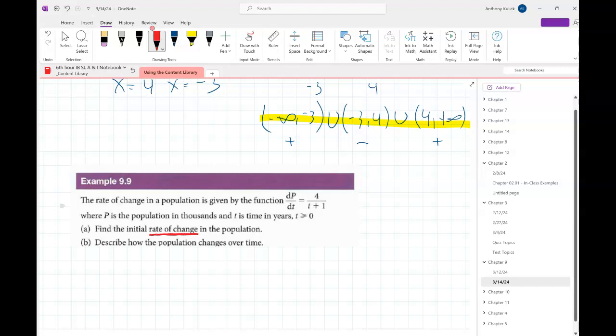Rate of change, when I hear that word, I'm thinking derivative. So what I want is my derivative dp dt evaluated when t is equal to what? 0. How did you get the 0? Yeah.